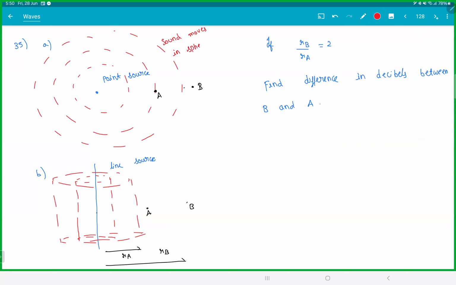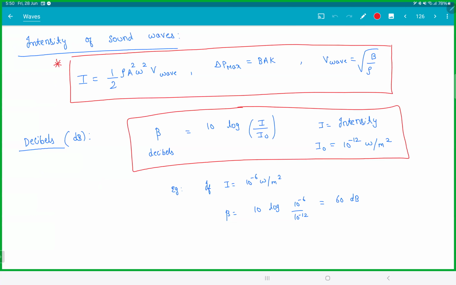So can you please show the formula again for one? We didn't write the formula. No, 10 log I by I naught. Yeah, thank you, sir.